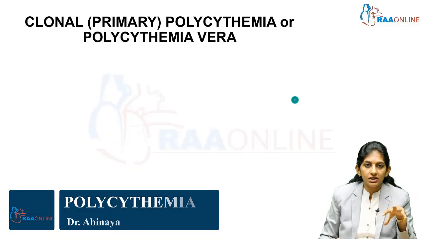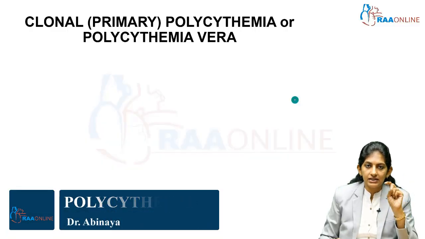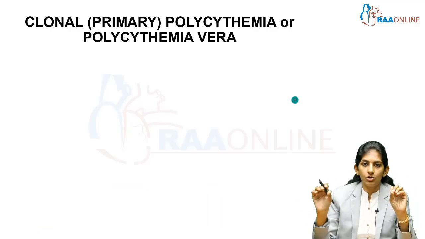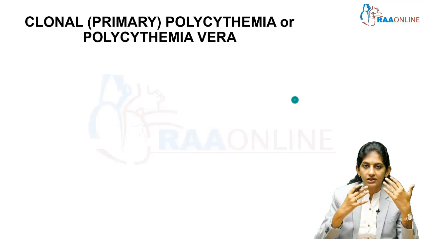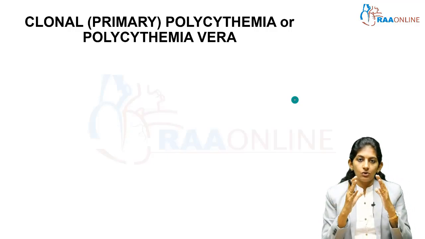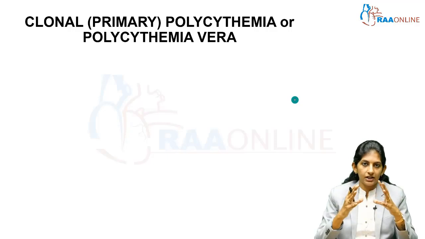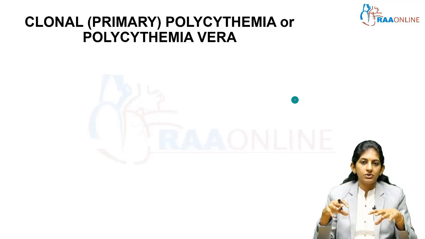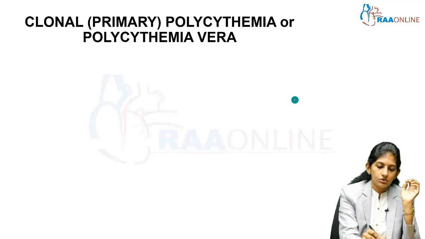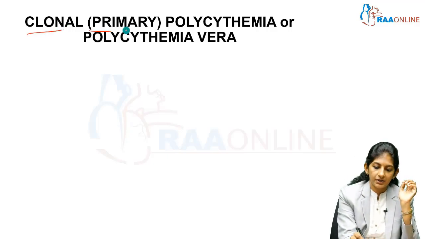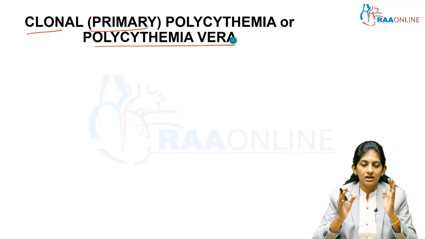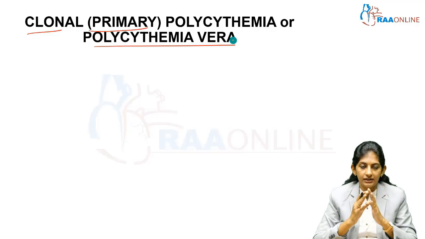From a diagnostic point of view, polycythemia is divided as primary polycythemia or secondary polycythemia. Primary means mostly due to genetic mutations. Otherwise, it is a clonal polycythemia. From one particular erythroid precursor, a lot of erythrocytes are being produced. So, that is called a clonal polycythemia. The clonal polycythemia, or primary polycythemia, or polycythemia vera, all these are one particular entity.